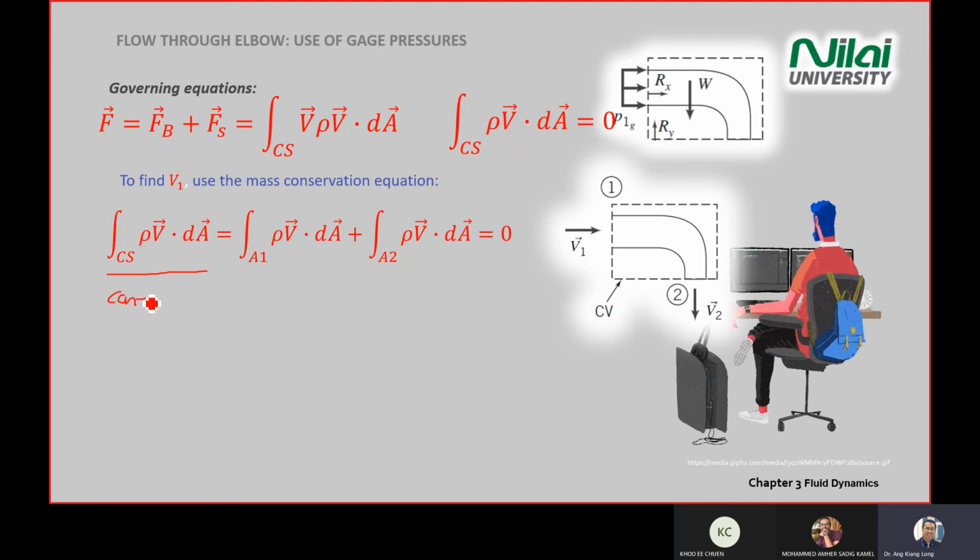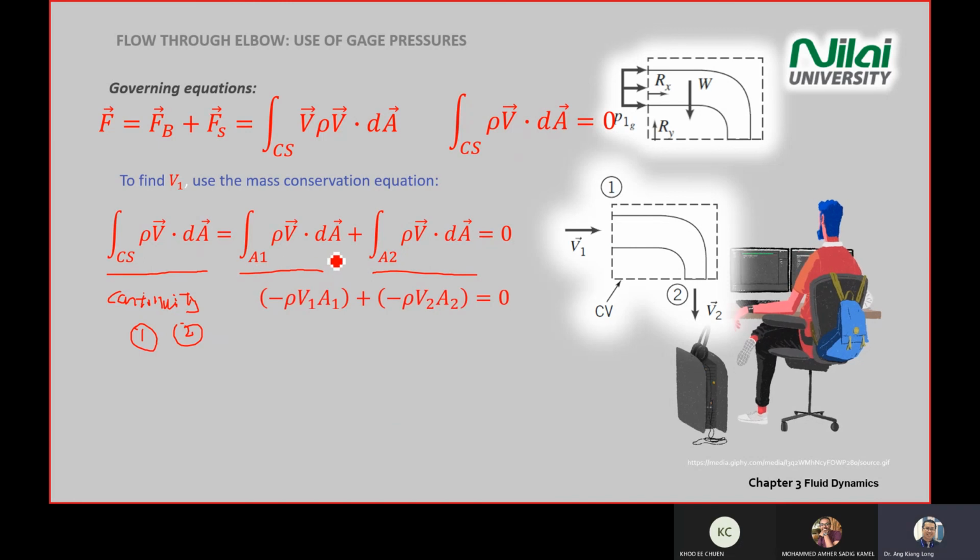Continuity equation, look at the whole system. You have point 1 and point 2. So you have integration of section 1 and integration of section 2 equal to 0. So you can convert the products of V dot A into this form. So you should know why this one is negative.